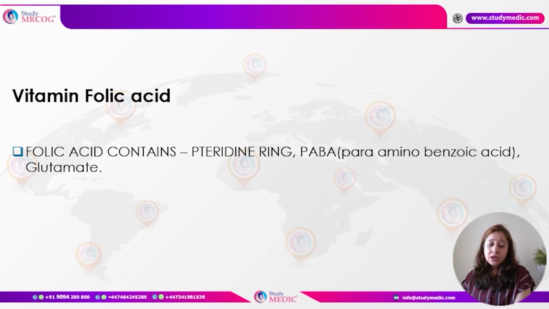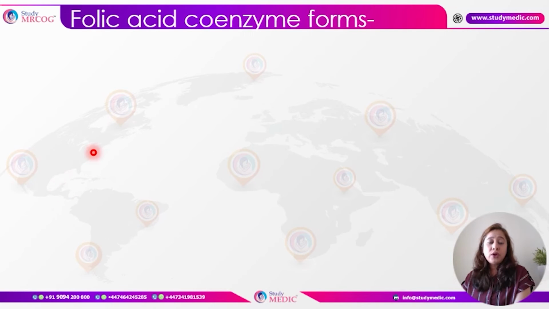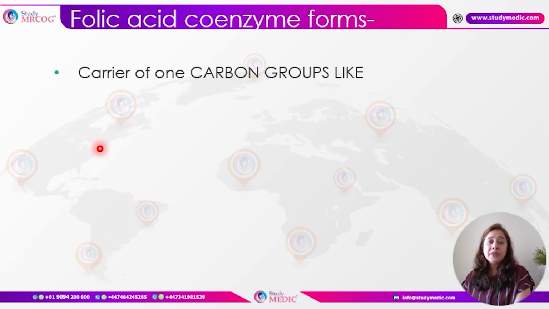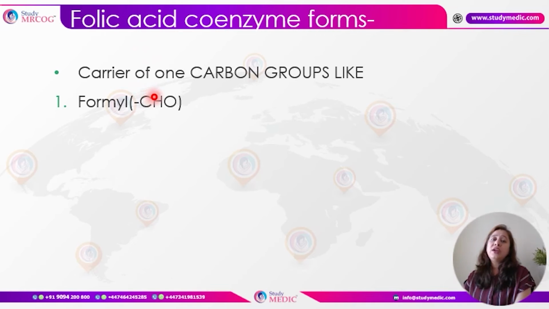Moving ahead with the vitamin folic acid. Folate is the vitamin which is mostly seen in green leafy vegetables. Structurally, folic acid contains a pteridine ring, para-aminobenzoic acid and glutamate. The coenzyme forms can be present in different forms. If I have to say the only action of folic acid, it is a 1 carbon group carrier for various reactions.